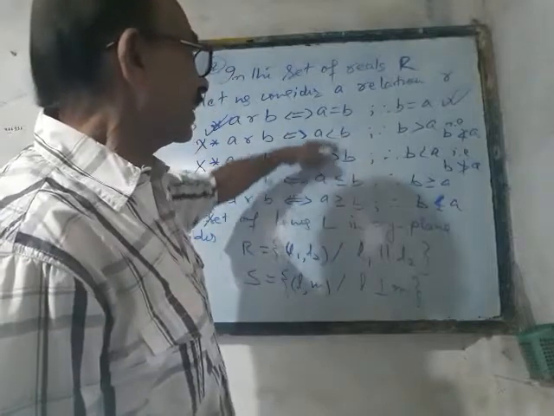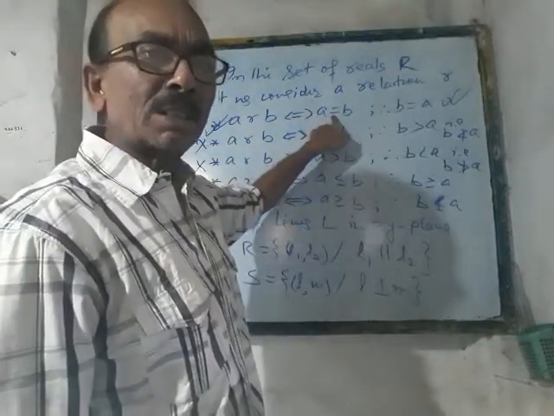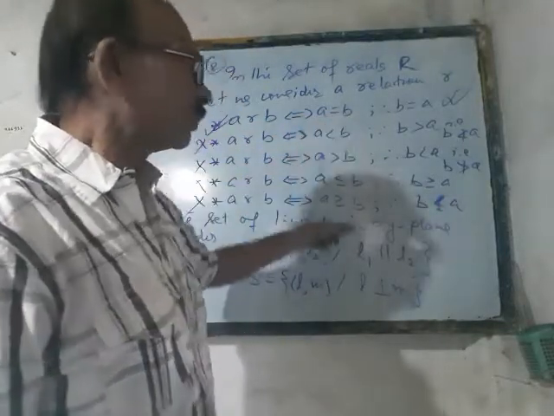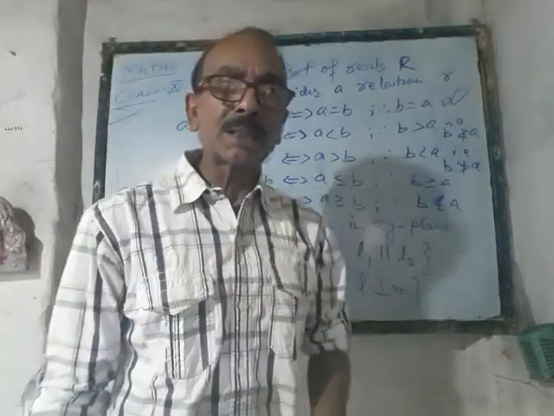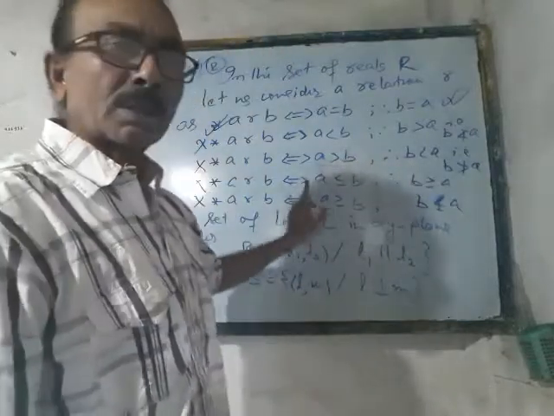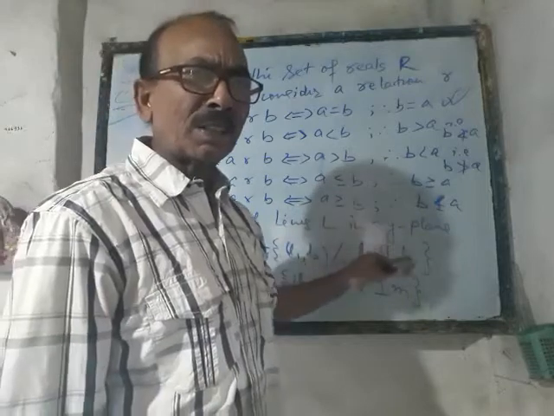Here we find that except the first one, that means the relation of equality, all these 4 relations in the set of reals are not symmetric. I think you have understood this one, a very simple example.